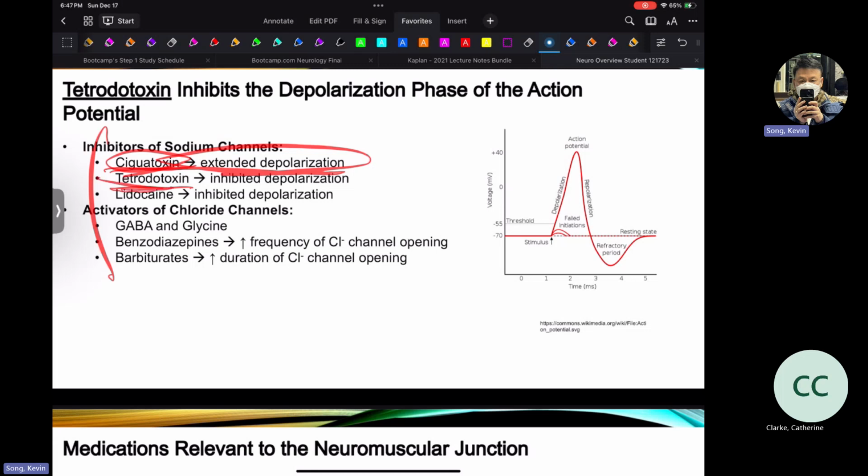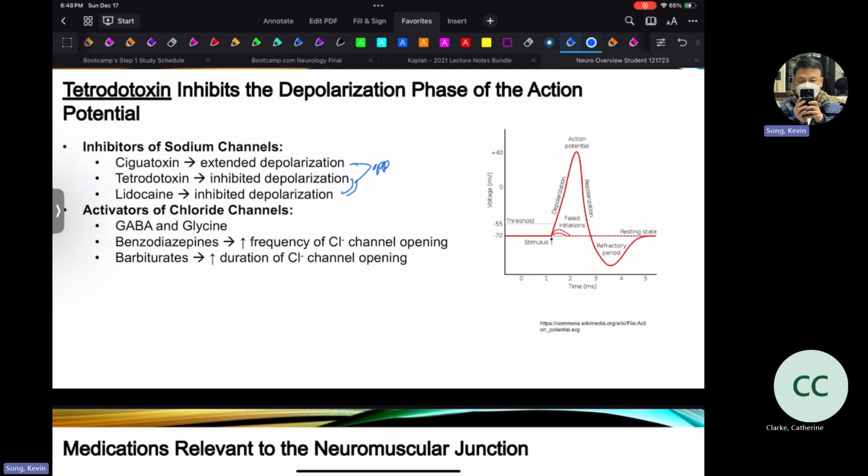Tetrodotoxin is kind of the opposite. It will just never reach it, so it will always be a failed initiation, right? And then lidocaine is kind of the same thing. So basically this one is the same, and this one is opposite. Let me just write in here: same, and then opposite.